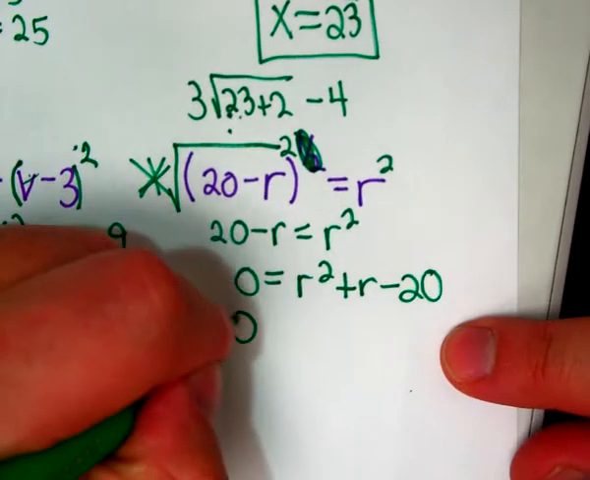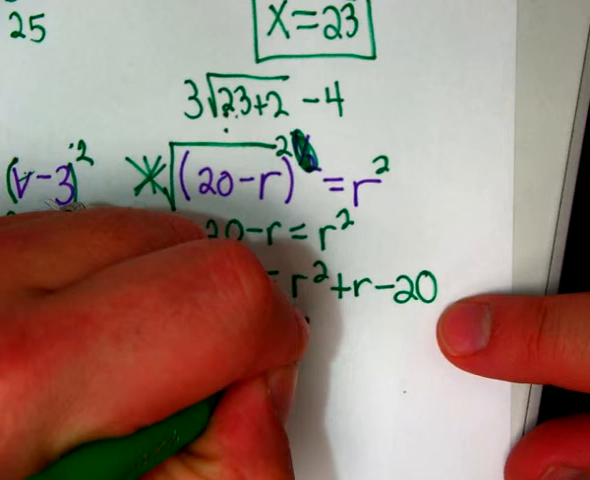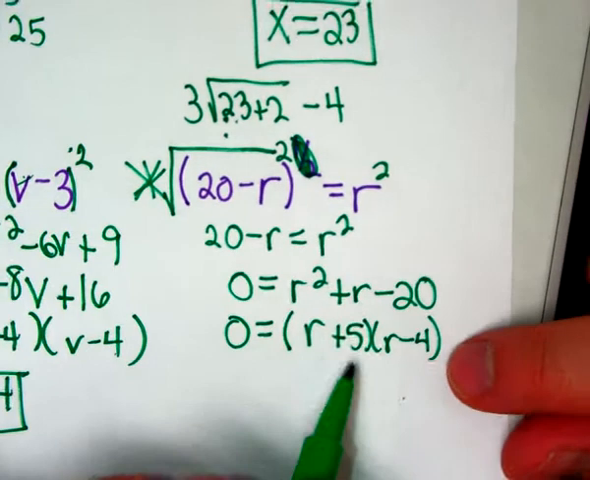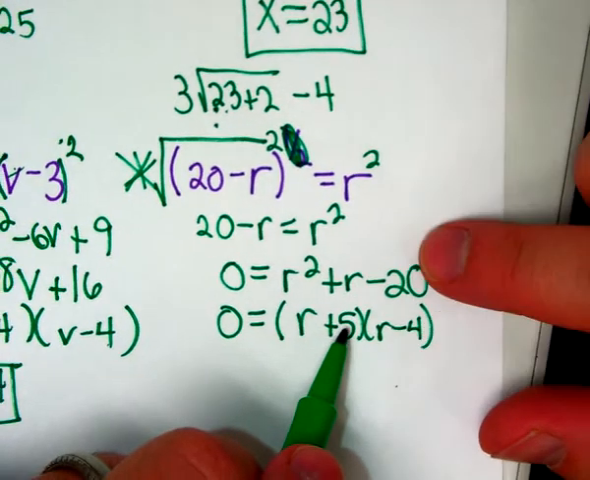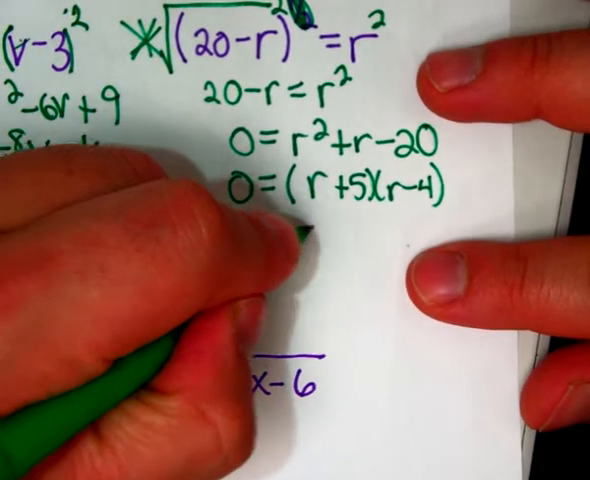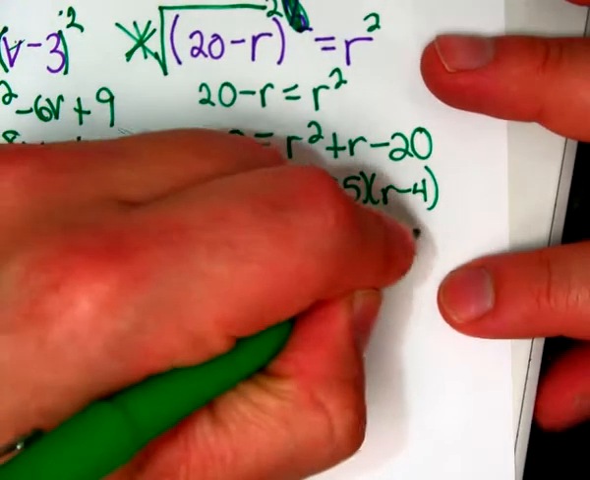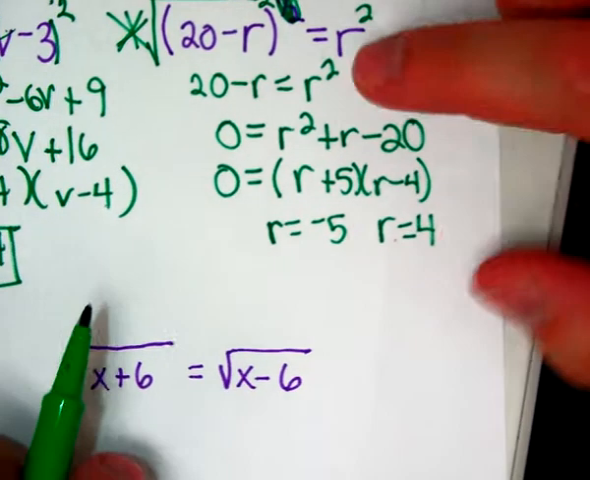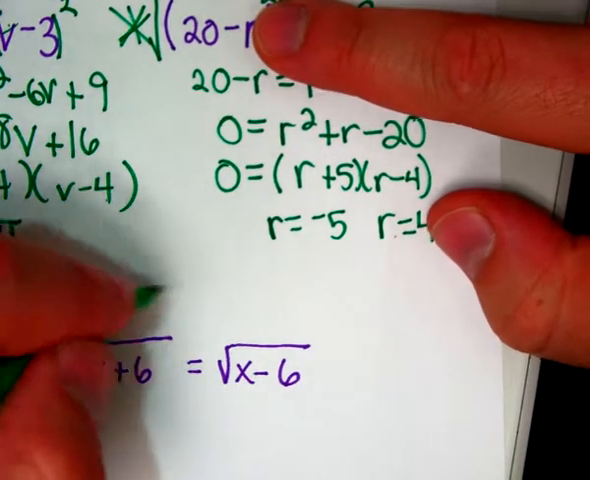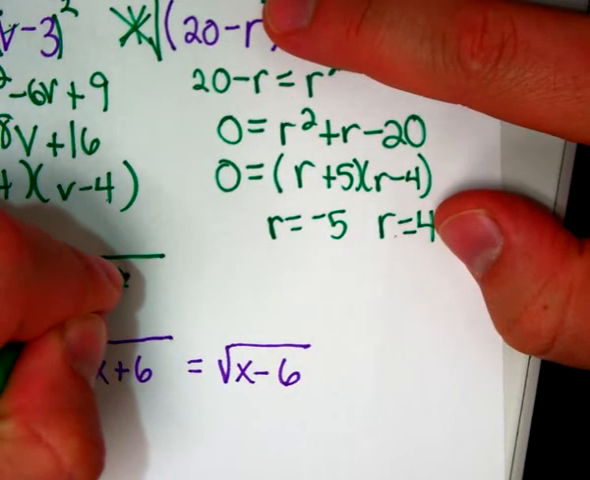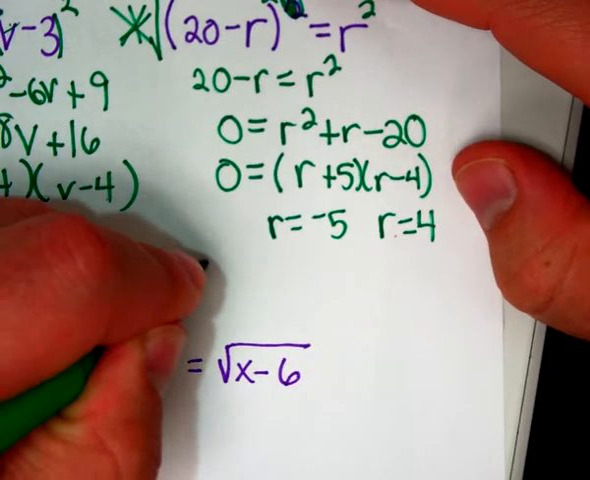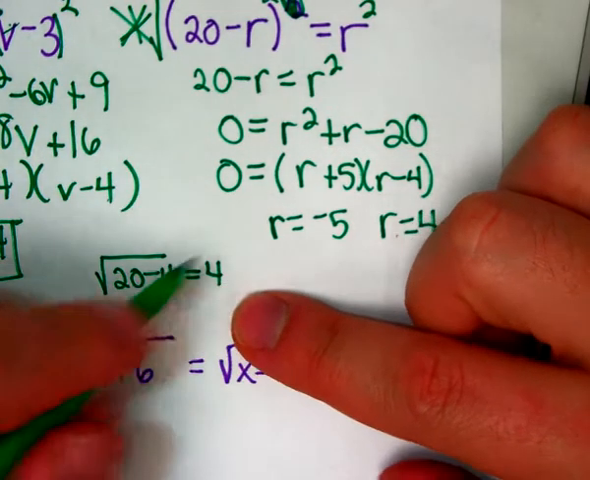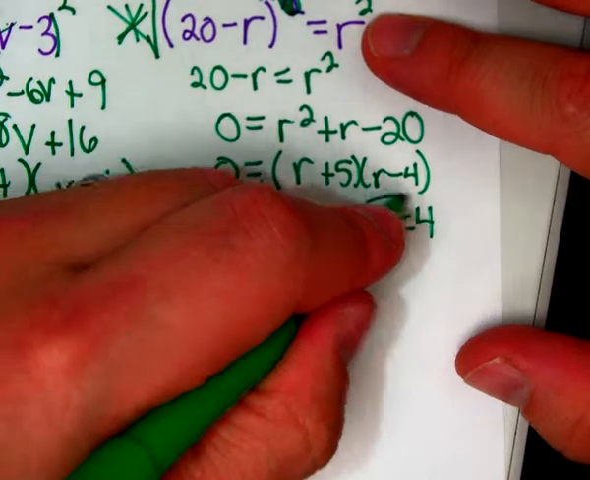It is a trinomial with a leading coefficient of 1. So we have r plus 5 and r minus 4, because 5 minus 4 is 1, and 5 times negative 4 is negative 20. Solve for each, we get r equals negative 5. And solve here, we get r equals 4. Now let's test these answers. Let's try positive 4 first. When we do the square root of 20 minus 4, does it equal 4? Well, 20 minus 4 is 16, and the square root of 16 is 4. So that actually checks out. So this is definitely an answer.